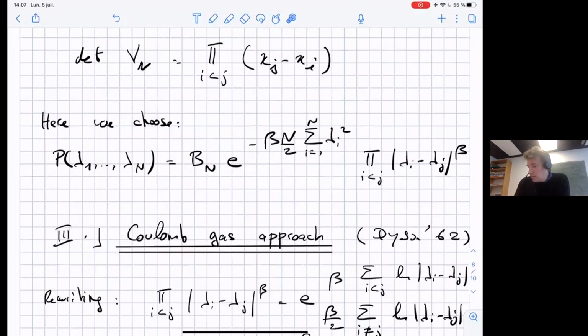So if I impose that the lambda i's are ordered, then I will have to multiply this by some n factorial here. But it will not change the shape of the joint distribution.